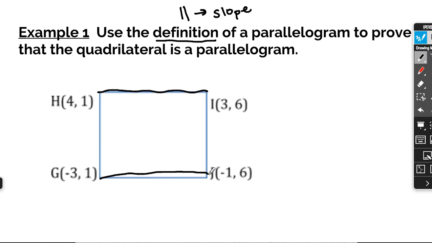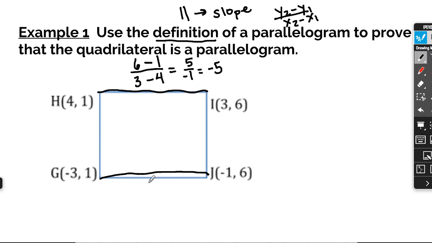So if we choose these two sides and we want to find their slopes, the slope formula is y2 minus y1 over x2 minus x1. So I'll take my second y, which is 6, and subtract my first y, which is 1, and put that over my second x minus my first x. So when I do this, I get 5 over negative 1, which is a slope of negative 5. So if this is a parallelogram, the slope of this side also needs to be negative 5.